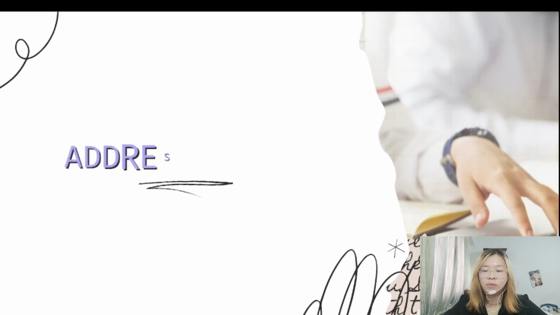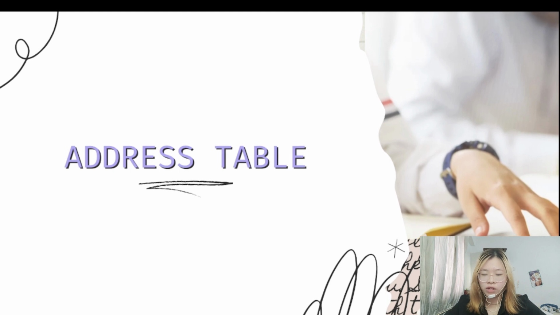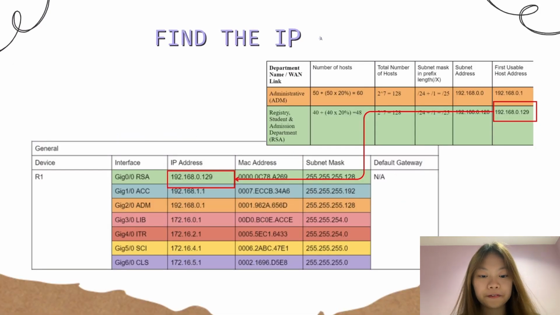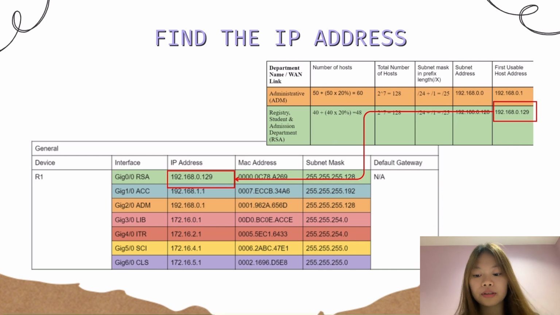I will pass to my teammate to talk about the addressing table. Now I will talk about the address table. Okay, first is to find the router interface IP address, which is the first usable host address that we calculated just now.